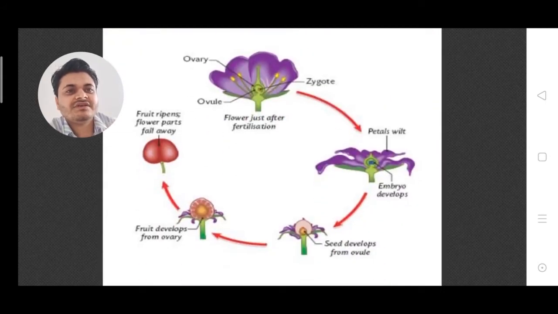So you can see I have given several figures so that you can understand it very nicely. See, ovary, flower, zygote, petals. Then after that the seed is formed, and from the seed the fruit is formed. So ovule gives rise to seed, clear? Ovules give rise to seed, and ovary gives rise to fruit, understood?